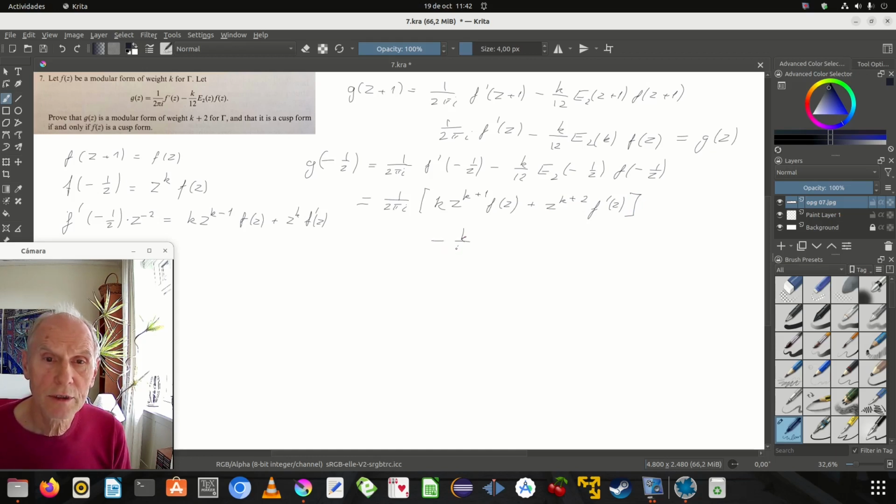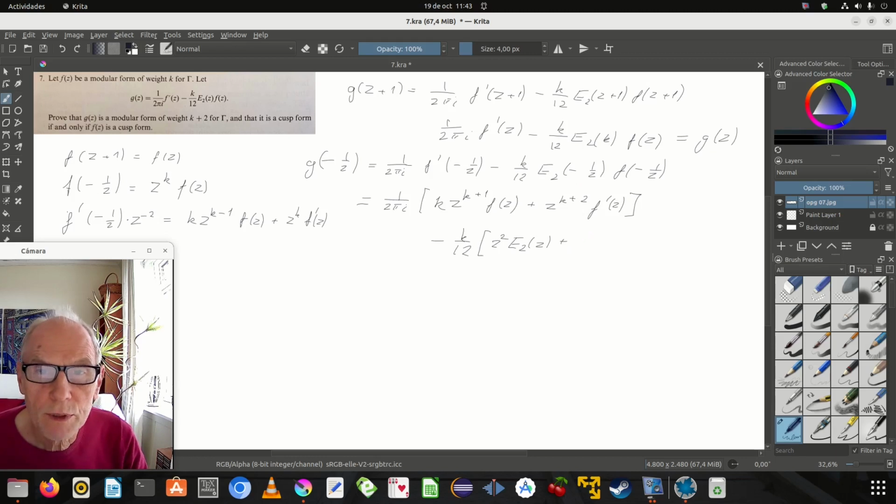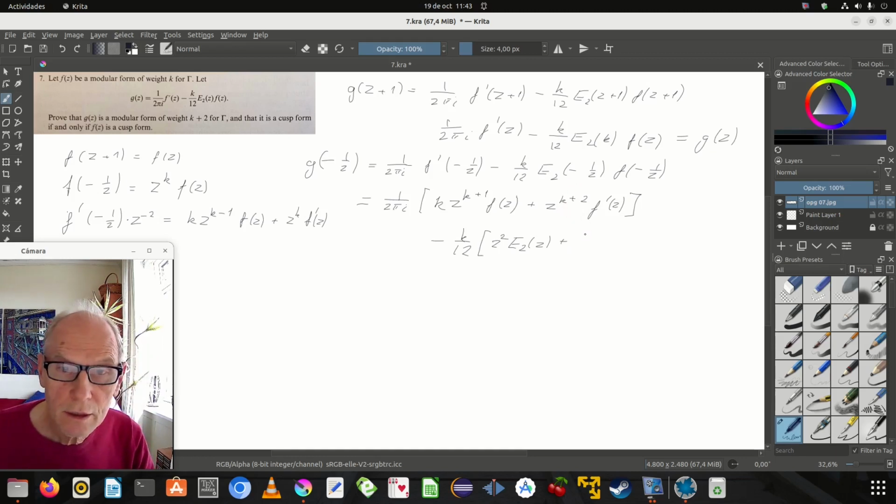Next, we must use the transformation formula for E2. And I actually looked up the page where we have it. It's Z squared E2 of Z plus 12, this is what we need here. It's just copying it. Now where did that... Oh yeah, that's 12 Z squared divided by 2 pi i Z.